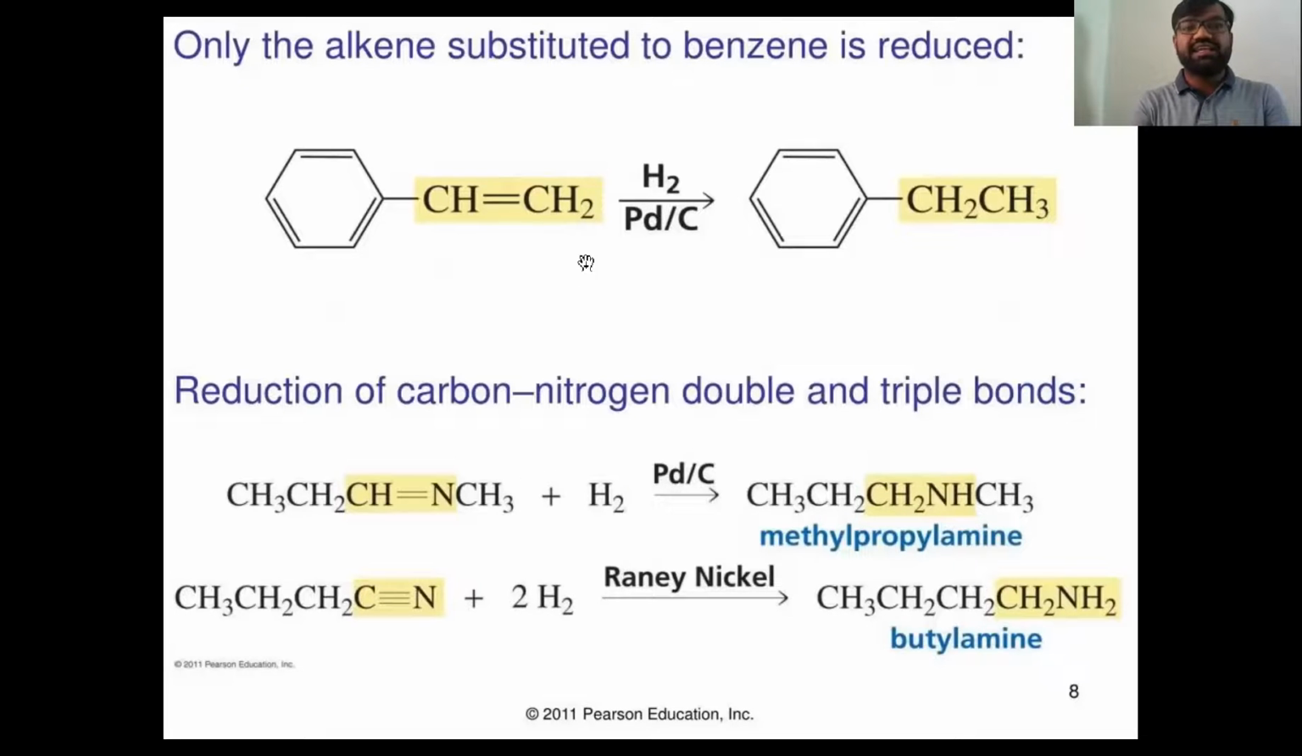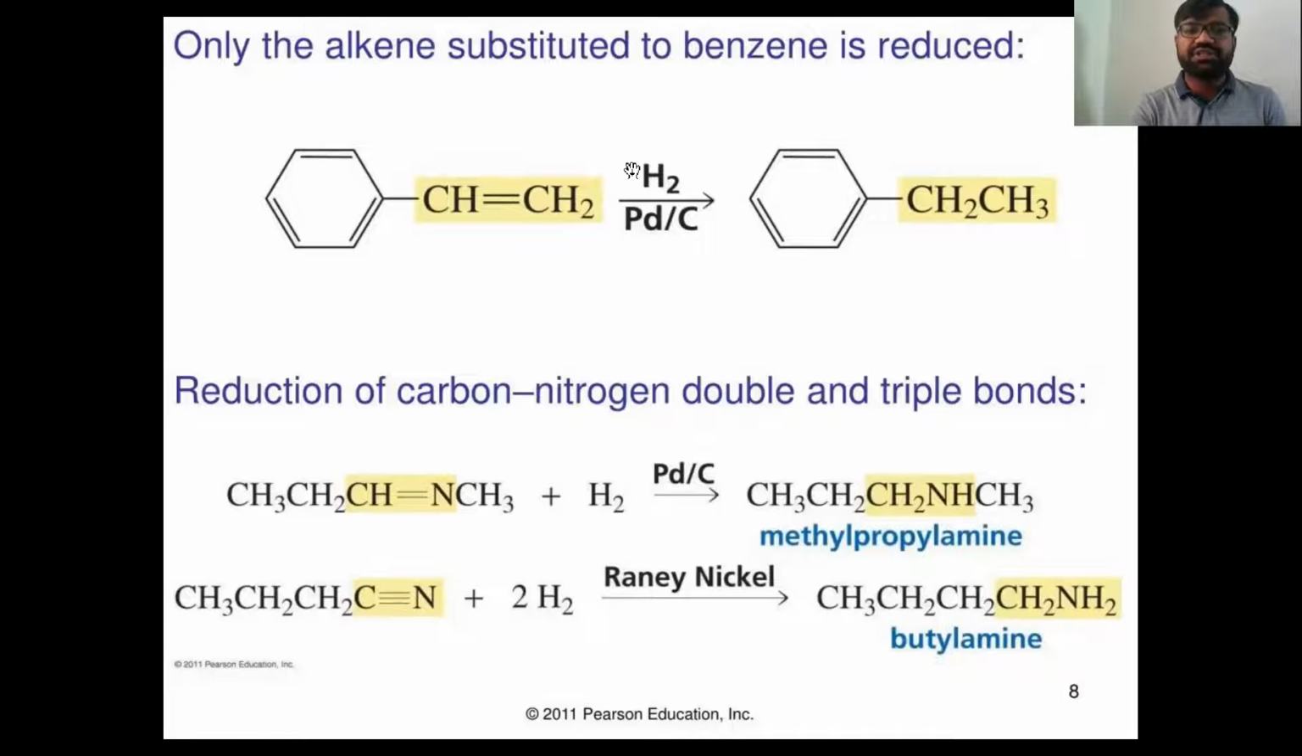On only the alkene of a substituted benzene, we can also use palladium charcoal. Reduction of benzene is not easy. Let me share how. You know that benzene is a substance which contains carbon-carbon single bonds and carbon-carbon double bonds. These carbon-carbon single and double bonds undergo isomerization frequently.